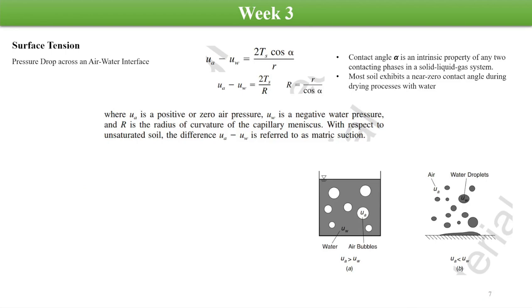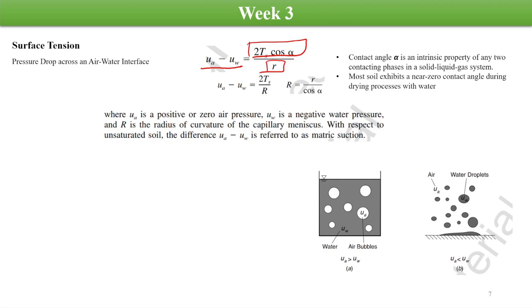As you have all studied in the theory class, when we deal with surface tension, we deal with capillarity in the soil matrix or in the capillary tube. So when we determine the matrix suction, we use the concept of surface tension. The matrix suction can be defined as 2 times the surface tension into cos alpha, where alpha is the contact angle, upon R. R is the radius of the capillary tube.